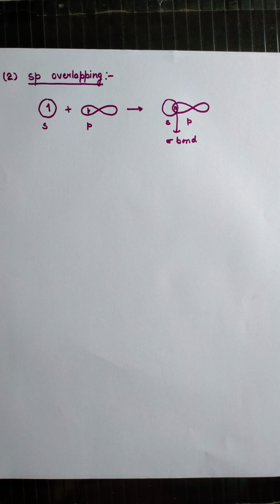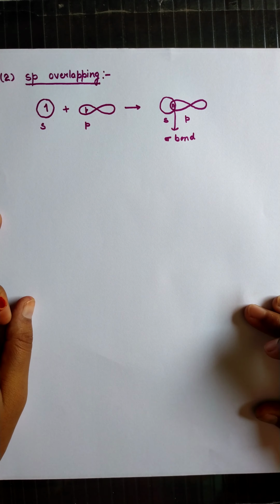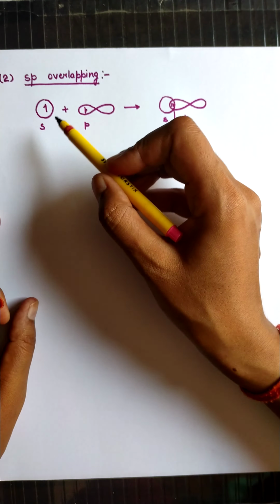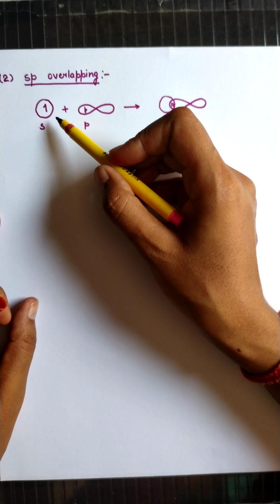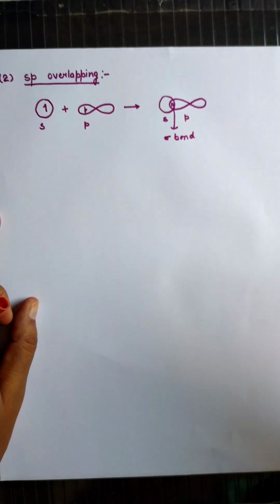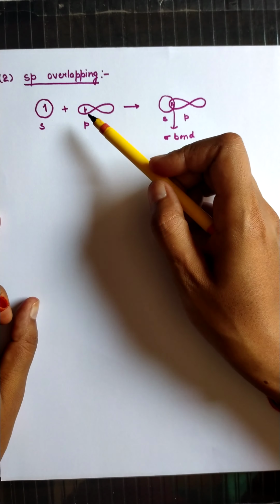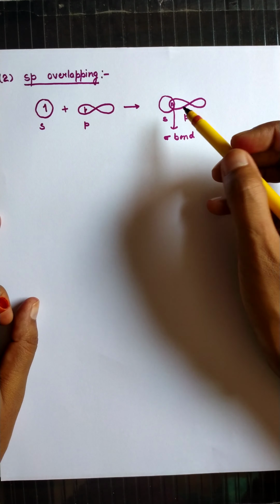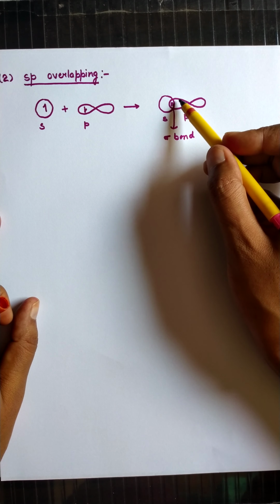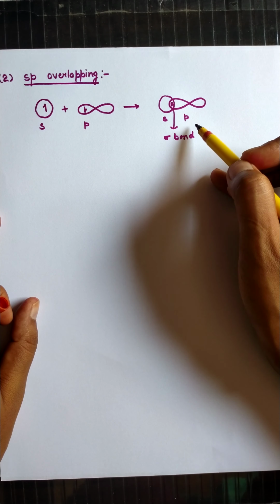So students, in continuation with the last video, we are going to discuss the types of overlapping. The last video was related to valence bond theory part 1. Today we are discussing sp overlapping. We have discussed that in sp overlapping, one s orbital with a single unpaired electron gets overlapped with one p orbital having an electron of opposite spin, and when both get overlapped, at the part of overlapping, the sigma bond is formed.